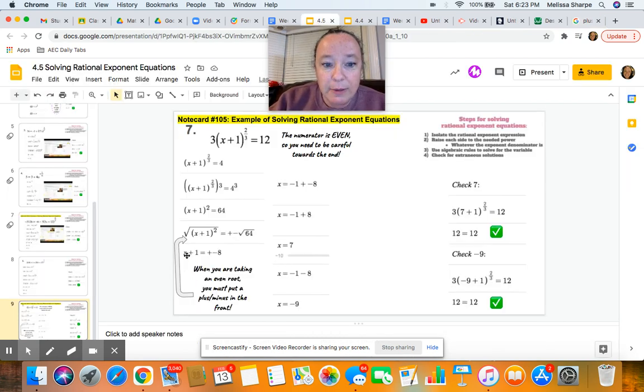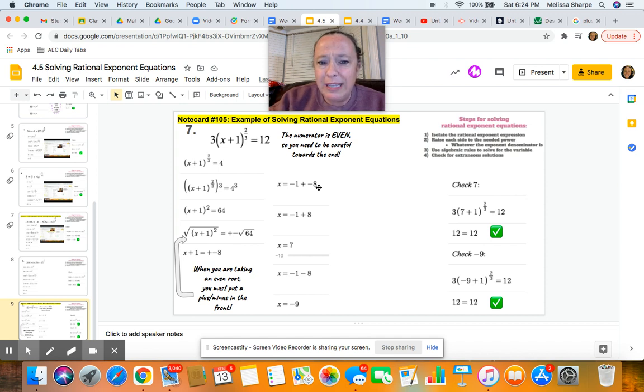And then I get x plus 1 equals plus or minus 8. So remember, when you are taking an even root, in this case a square root, you must put a plus or minus in the front. So I get x plus 1 equals plus or minus 8. And then you've got to isolate the x, so you subtract 1. I don't know if you remember, but we put that in front of the plus or minus. Okay, so we have -1 plus or minus 8.